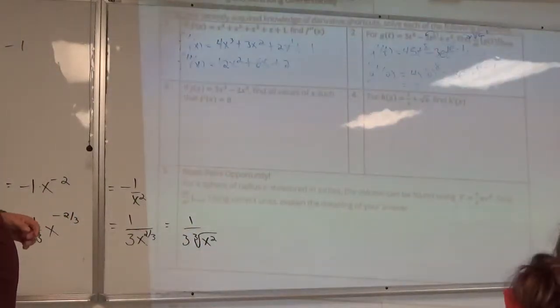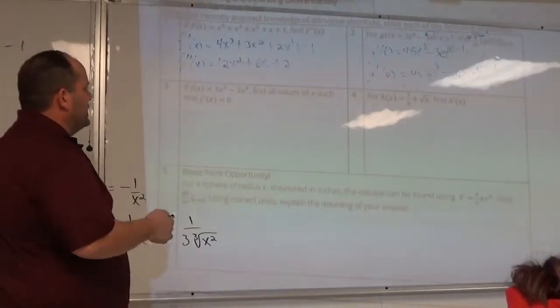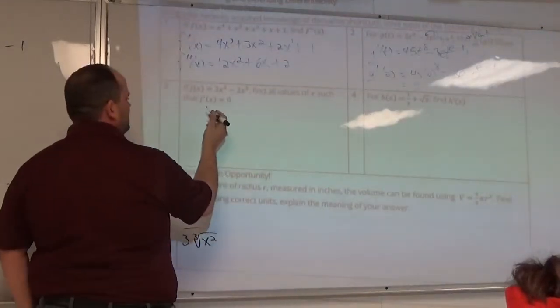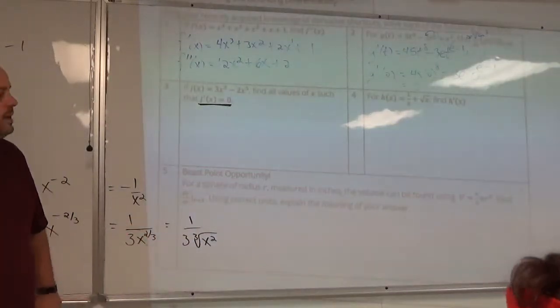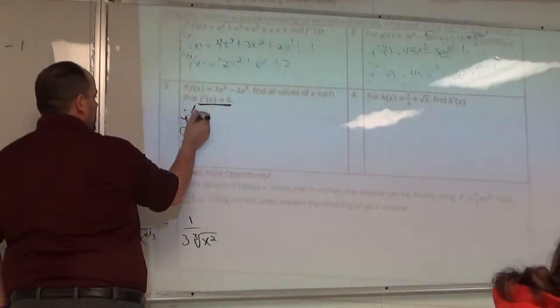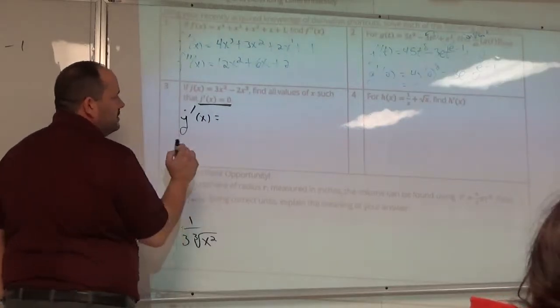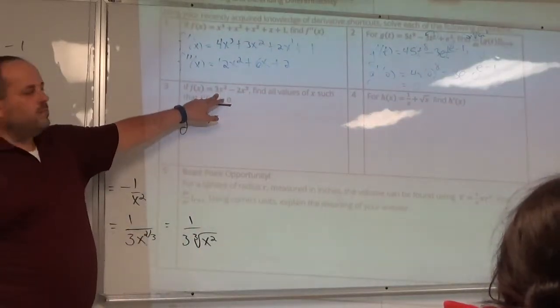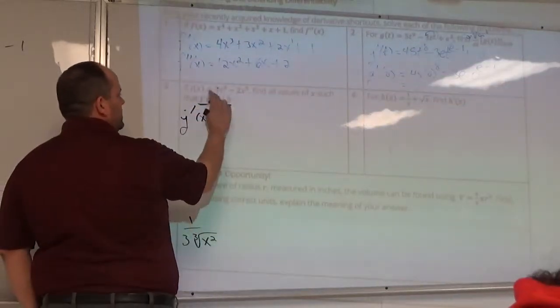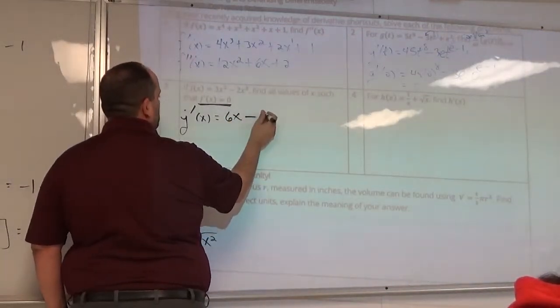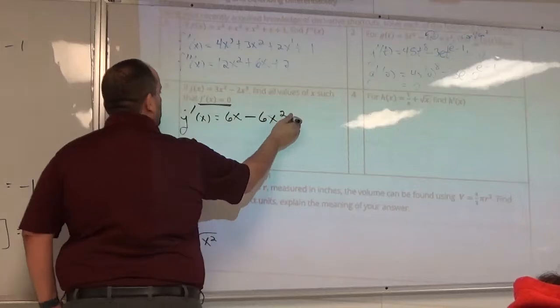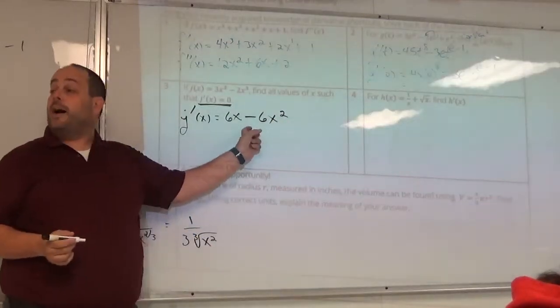For number 3, j of x equals 3x squared minus 2x cubed. Find all values of x such that j prime is equal to 0. I saw most folks said, okay, I know what j prime is. Is everybody good with j prime? What do we get? What's j prime? 6x minus 6x squared. Okay, good. What that tells me is that you guys know how to find the derivative.